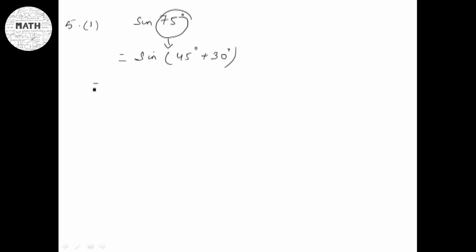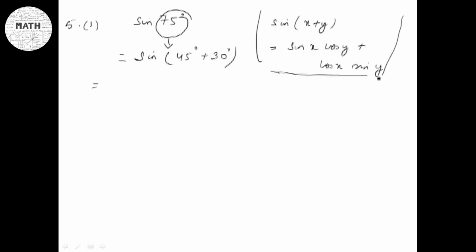So if I do that, I'm going to apply the formula for this one, that's sin(x plus y), which happens to be nothing more than sin x cos y plus cos x sin y. So I'm going to apply this formula over there. This is your x and this is your y, so that will be nothing more than sin 45 cos 30 plus cos 45 sin 30 degrees.